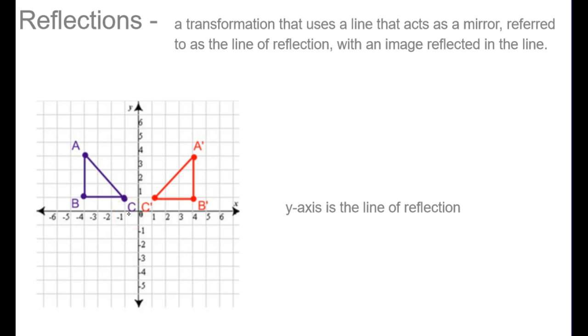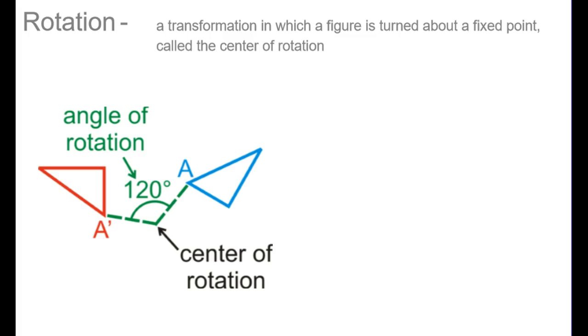Notice that the distance, say if we just want to look at vertex C, the distance from C to the line of reflection is 1 unit. The distance from C prime to the line of reflection is 1 unit. The distance from A to the line of reflection is 1, 2, 3, 4 units. From A prime to the line of reflection is 1, 2, 3, 4 units. So we're going to use that basic concept to help us find the new ordered pairs that are created after a reflection. The third transformation is a rotation.